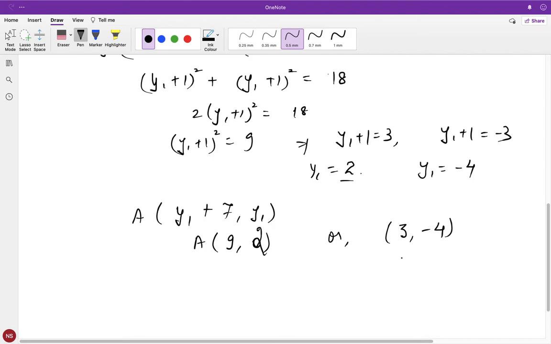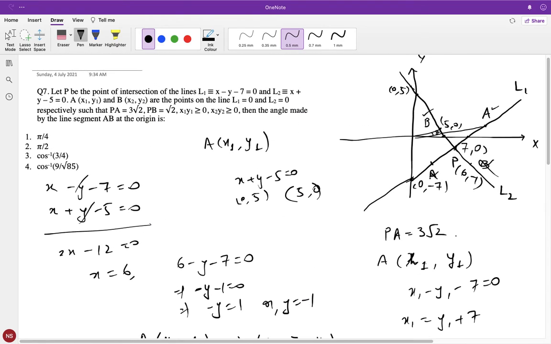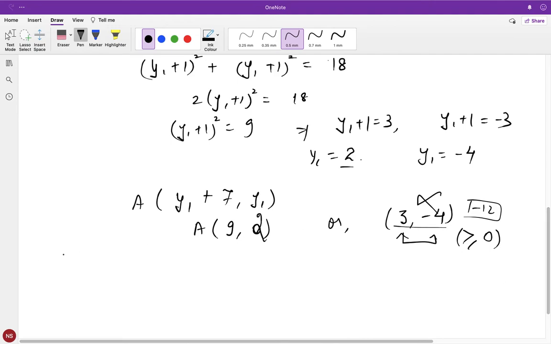So as we have already seen, the product of these two is told to us as greater than equal to 0. So 3 minus 4 multiplied is minus 12, which is not greater than equal to 0. So this option is not possible, which I had explained. So this is the solution 3 comma minus 4, and the other solution is 9 comma 2. So this is acceptable and this one is not. Hence I am going to reject 3 comma minus 4 and I am going to accept A as 9 comma 2.